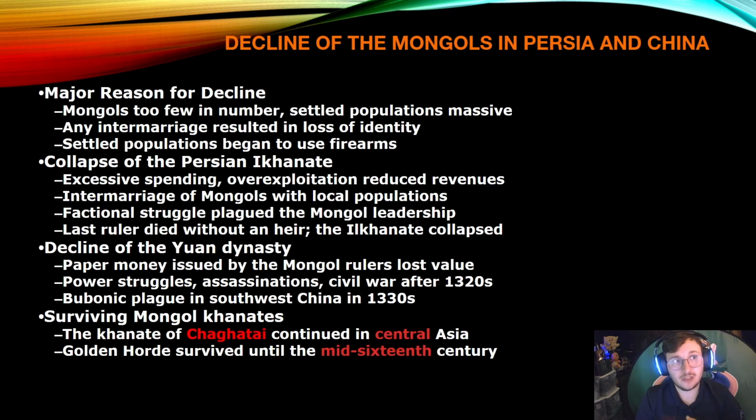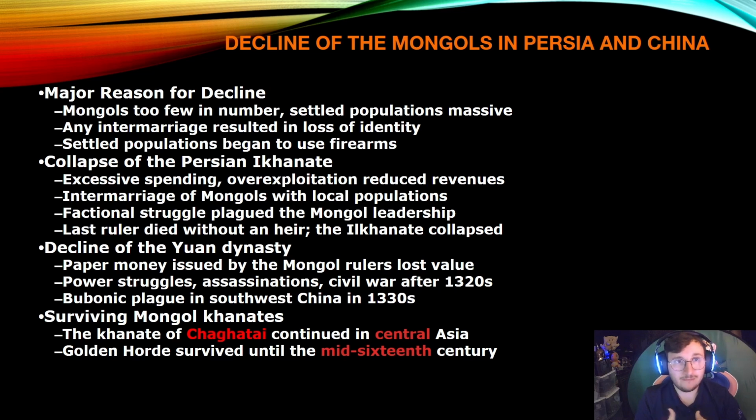Now, just like all empires, they do decline. Major reasons for their decline were that they were too few in number. You can't control a massive area when you're small. Any intermarriage resulted in loss of the Mongol identity. Even though they outlaw it in most places, love finds a way, and people get married and they lose their Mongol identity.